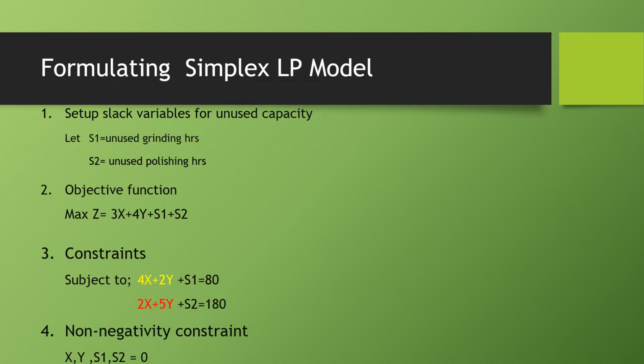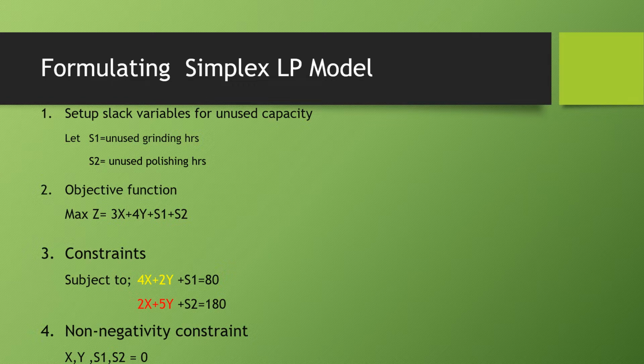Now, let's decide the constraints. So, here we know that when we are producing the goods, it will consume 4x plus 2y, whereas the unused capacity is represented by S1. Therefore, the total capacity comes from the used capacity plus the unused capacity S1. Therefore, the total hours equal 80. Here, we don't have any less than or greater than signs.